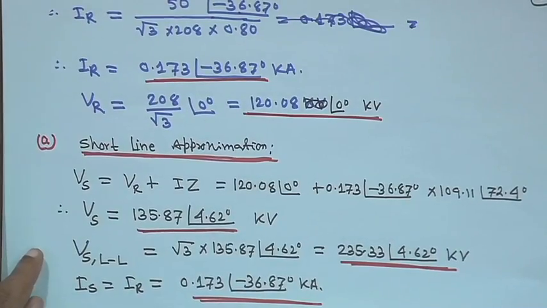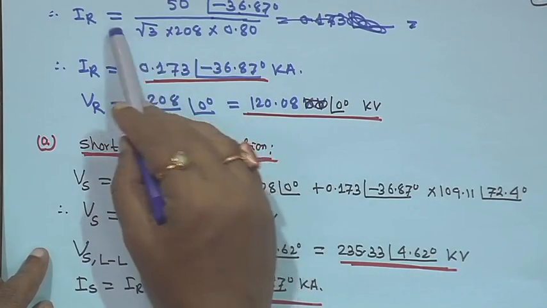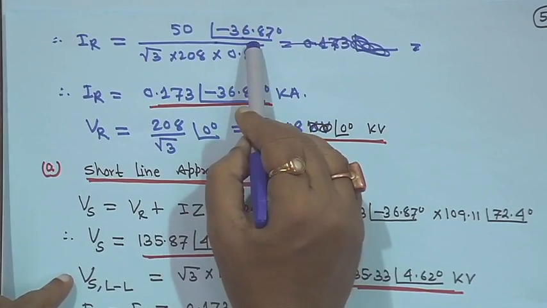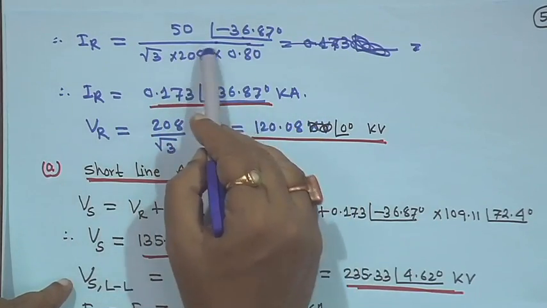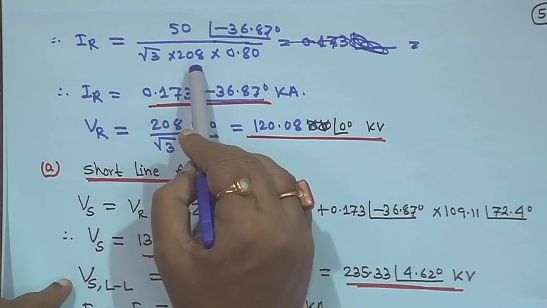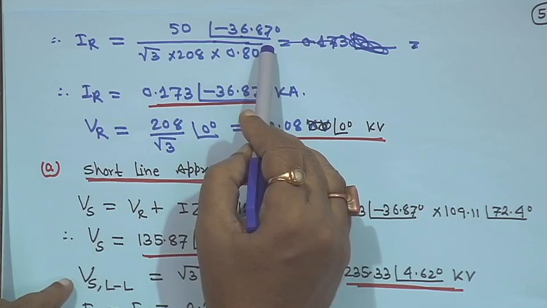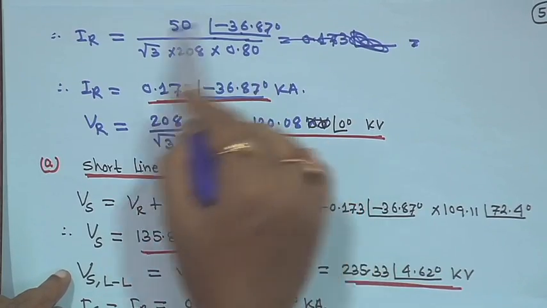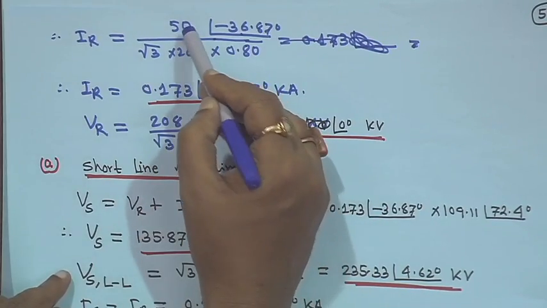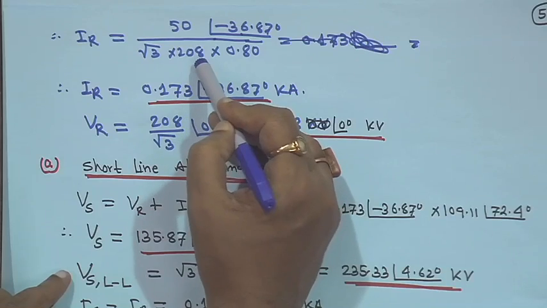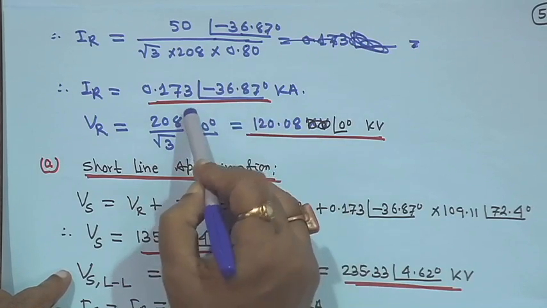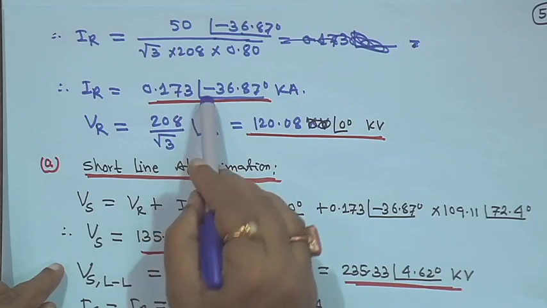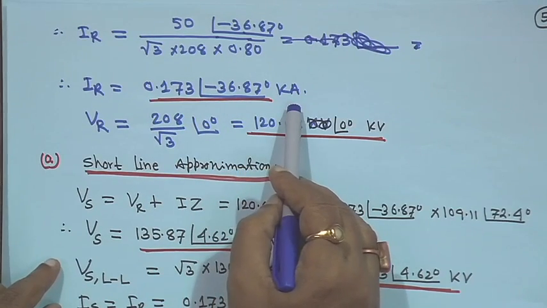So, it is root 3 V I cos phi equal to 50, but the current angle is also taken because the power factor is 0.8 lagging. So we write IR is equal to 50 by root 3 into 208 into 0.8, and angle minus 36.87 degree. This 50 is in megawatt and 208 is in kilovolt, so the current will be in kilo ampere. So IR is equal to 0.173 angle minus 36.87 degree kilo ampere.